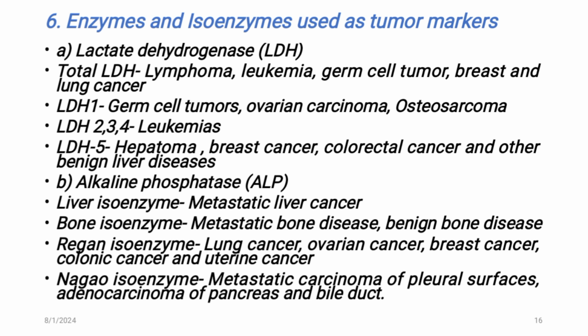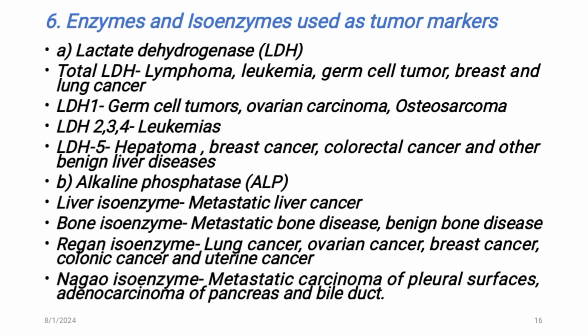So we should remember that it may be asked in the MCQs which enzyme tumor marker is increased in the benign liver diseases, that is the LDH5. The next enzyme is alkaline phosphatase. Alkaline phosphatase is the liver isoenzyme. As we know that all the enzymes are produced in the liver, so it is the liver isoenzyme, and it is increased in the metastatic liver cancer.